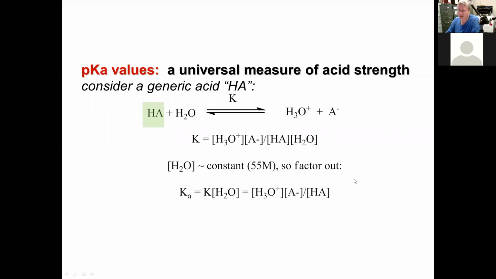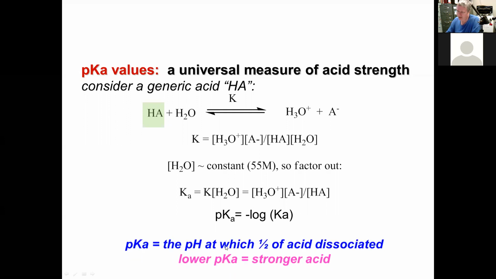What that does is measure the dissociation. And we take the negative log 10 of it, so Ka becomes pKa. pKa is the pH at which half of the acid is dissociated. Let's see, how should I say it? pKa is dependent on the molecule, while pH is an experimental thing. It's how acidic the water is. Is it low acid or high acid?